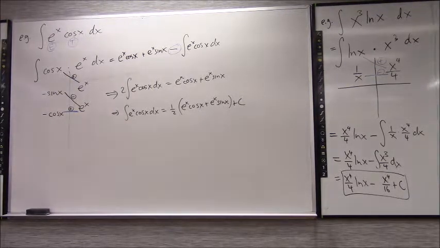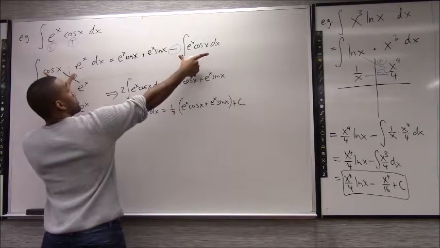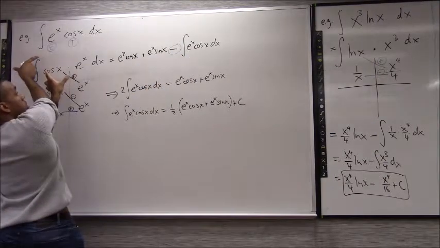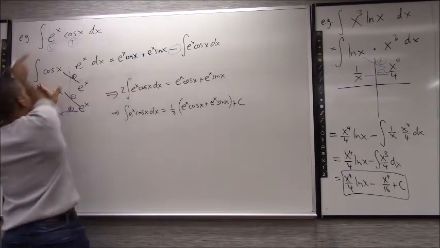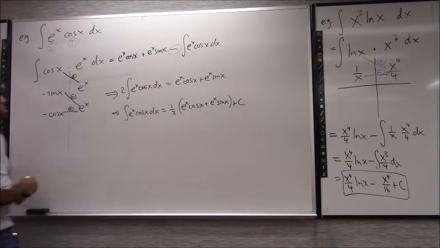Sorry, where did the 2 come from in the second part? Oh, when I move this over, I added this integral to both sides. Oh, okay, because it's like the original one. Yes, it's the original one that I wanted to solve for, so I moved it over, and so I have 2 of them on that side.